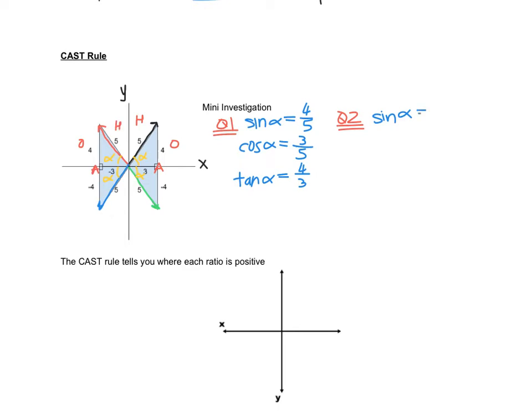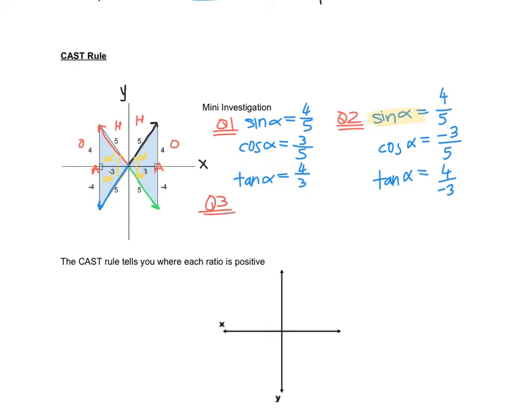So sine alpha is opposite over hypotenuse, so 4 over 5. Exact same as before because it's the exact same triangle, pretty much. Cos alpha is adjacent over hypotenuse, so negative 3 over 5. And finally, tan alpha is opposite over adjacent, which is 4 over negative 3. Notice, in this scenario, 2 of the ratios are now negative. The only one that isn't is sine. Okay, so let's go to quadrant 3.